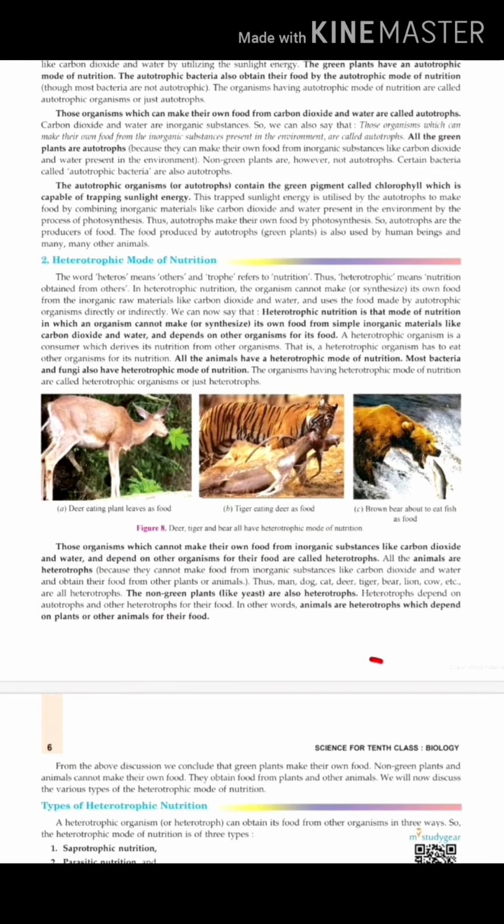In heterotrophic nutrition, the organism cannot make its own food from the inorganic raw materials like carbon dioxide and water and uses the food made by autotrophic organism directly or indirectly. ये इनऑर्गेनिक रॉ मटेरियल से अपना खाना बिल्कुल भी नहीं बना सकते, इनडायरेक्टली या डायरेक्टली दोनों से ही नहीं बना सकते, ये डिपेंड होते हैं फूड पे. दिस इज़ टोटली अपोजिट ऑफ द ऑटोट्रॉफिक मोड ऑफ न्यूट्रिशन. सो इन पेपर ये क्वेश्चन बहुत बारी आया है, डिफरेंस बिटवीन द ऑटोट्रॉफिक एंड हेटरोट्रॉफिक. सो इन डिस्क्रिप्शन बॉक्स आई विल गिव यू द आंसर ऑफ दिस.